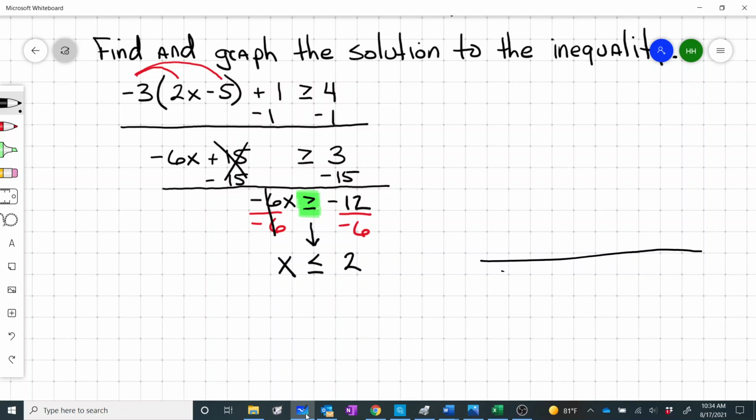So number line, it gets a 0 on it, it gets a 2 on it. Open or closed? Closed. Going which way? Going left, less than.